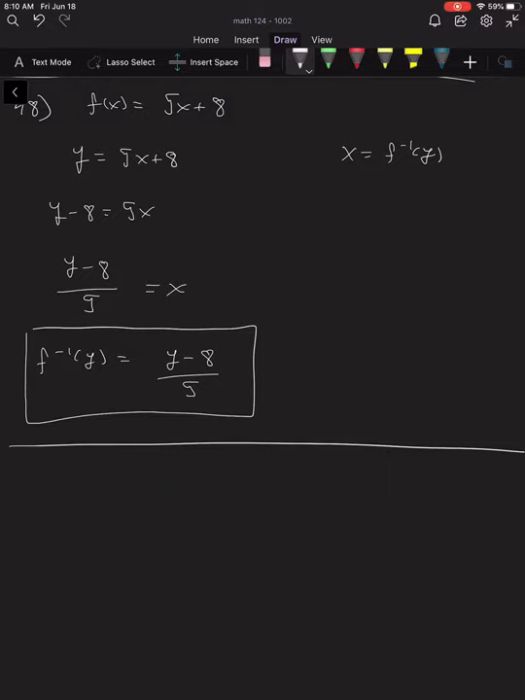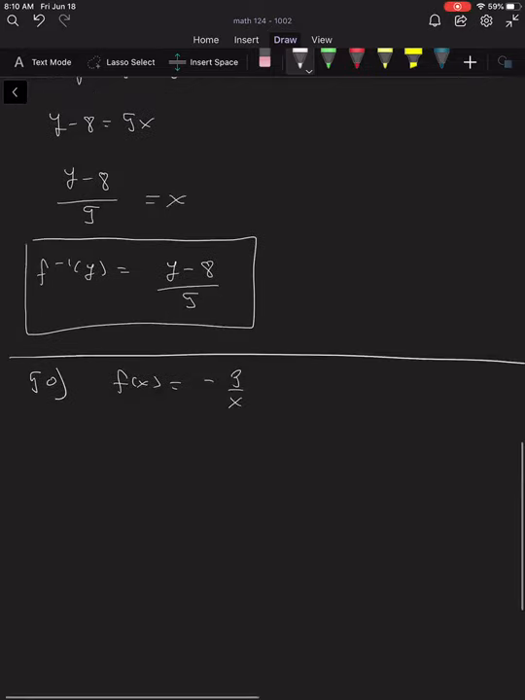Let's do 50. So here we're given f of x is equal to minus 3 over x. So we have y is equal to minus 3 over x. So we can multiply the x over. xy is equal to minus 3.